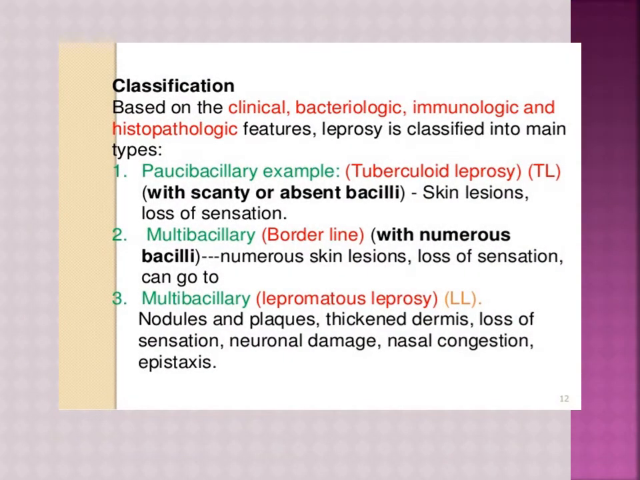Here you can remember that tuberculoid leprosy is paucibacillary, and borderline leprosy is multibacillary, and again lepromatous leprosy is also multibacillary. These three things you can remember: paucibacillary tuberculoid leprosy, and multibacillary lepromatous and borderline leprosy. You can remember this for MCQs, they may ask.